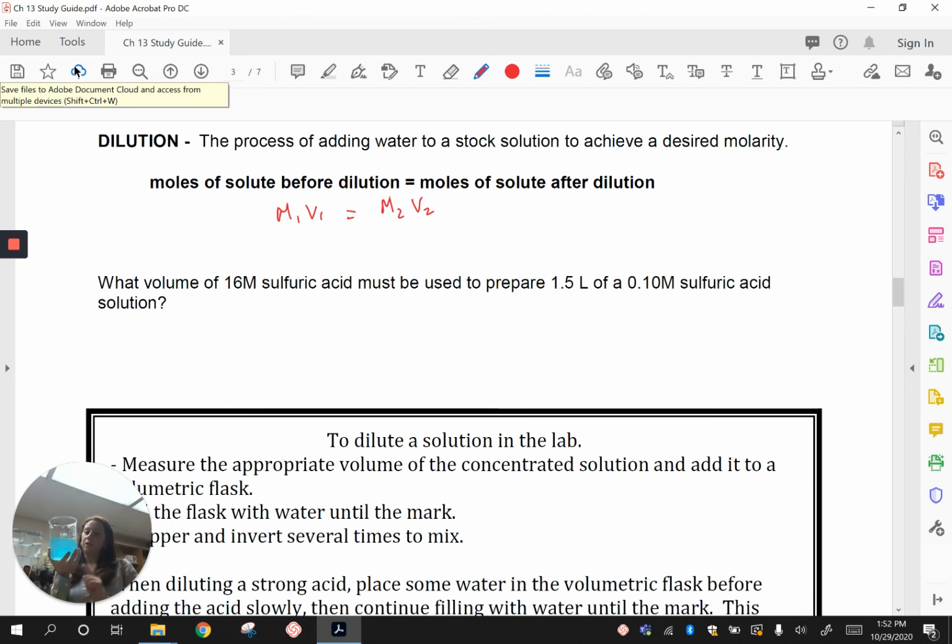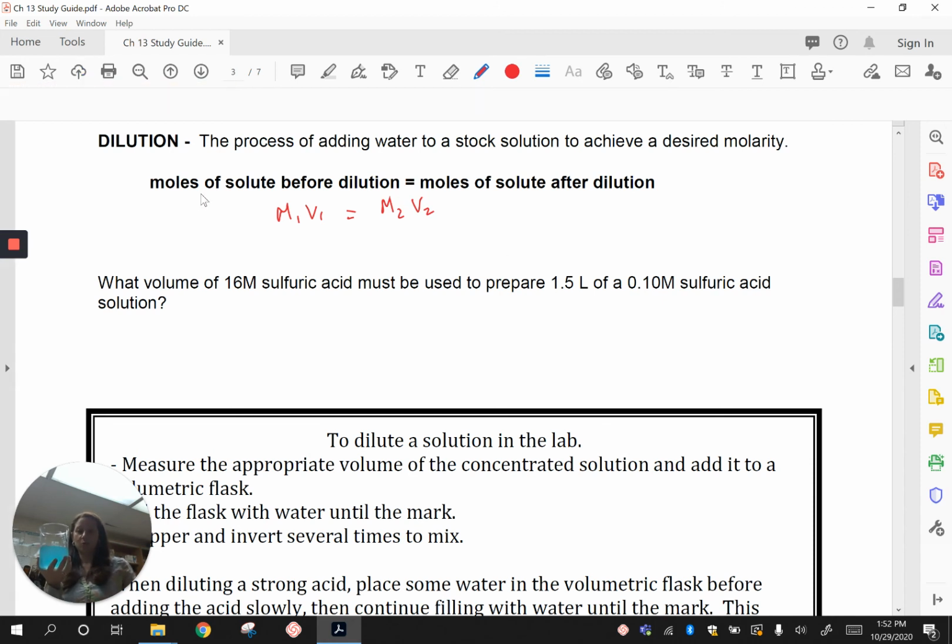What is different? The color is different, the volume is different, the concentration is different. But what is the same? They both have the same amount of solute. The moles of solute that I started with in the concentrated solution are the same as now in the dilute solution, because all I did was add water. So my moles of solute remain the same.